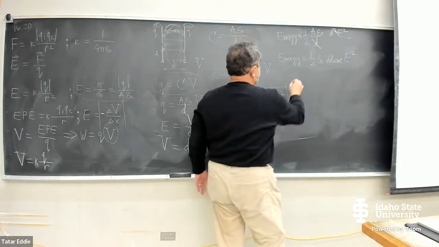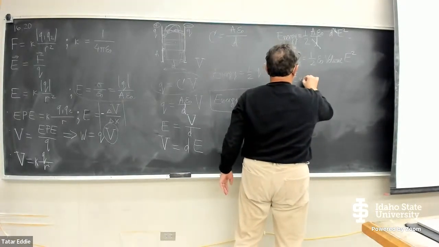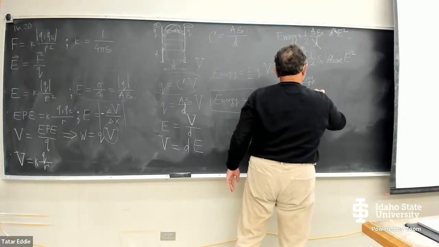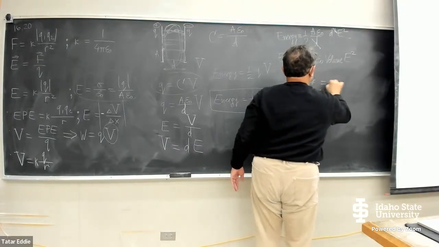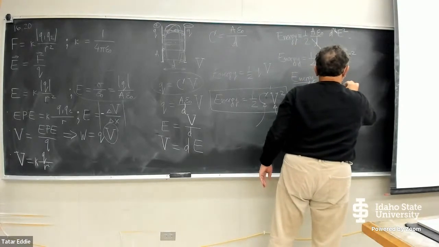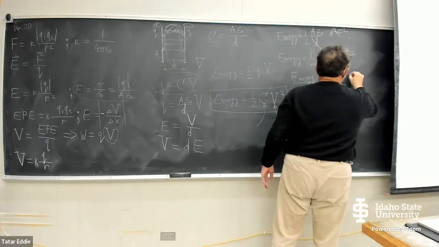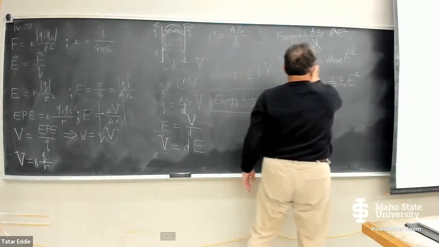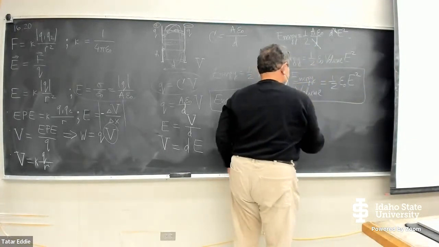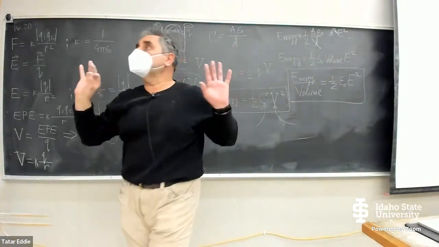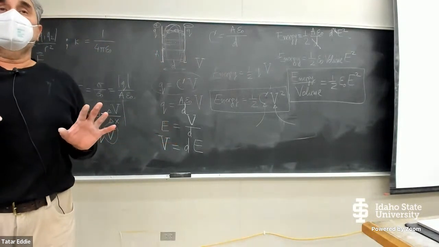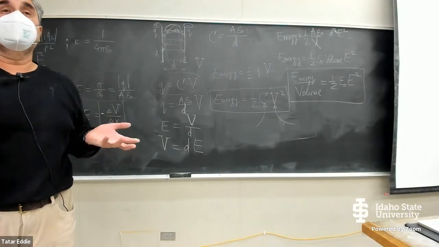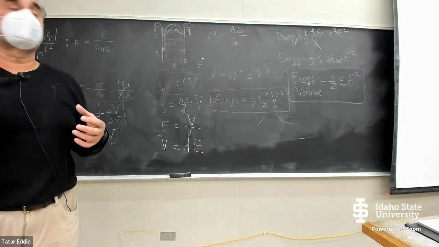And look, this means that energy per unit volume is equal to 1/2 electric permittivity of air or vacuum times the electric field squared. So this is an important result that gives you a completely different interpretation about the energy location, where the energy is stored.